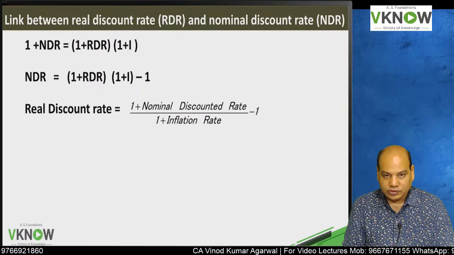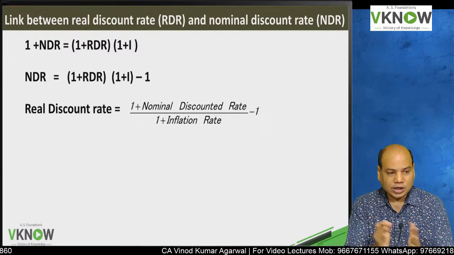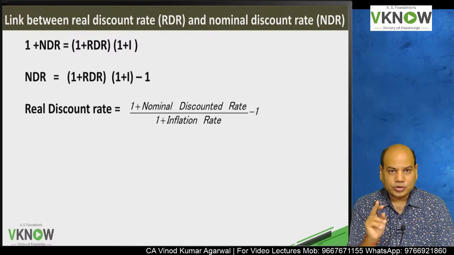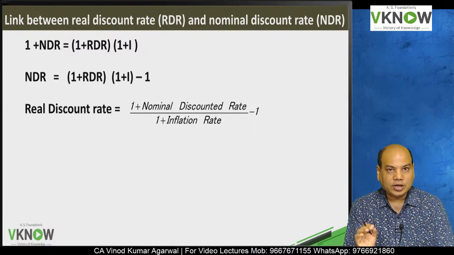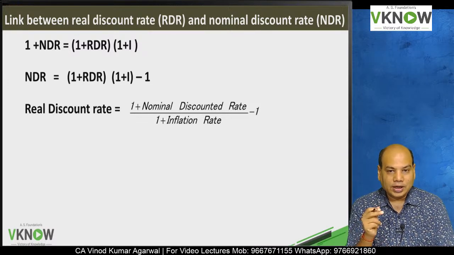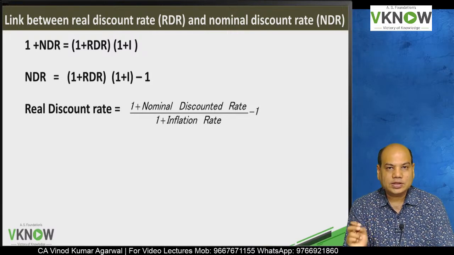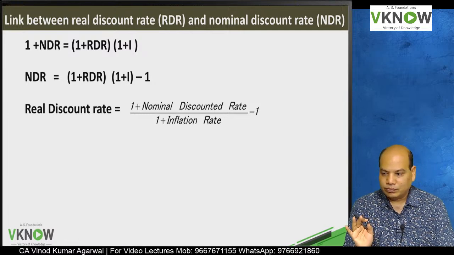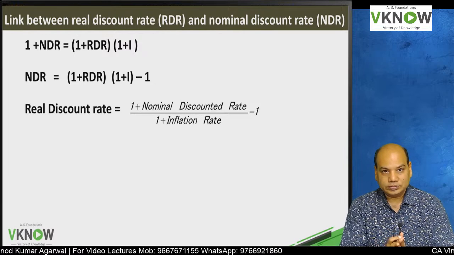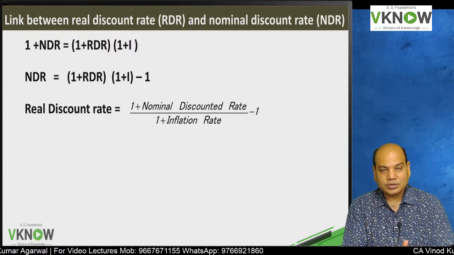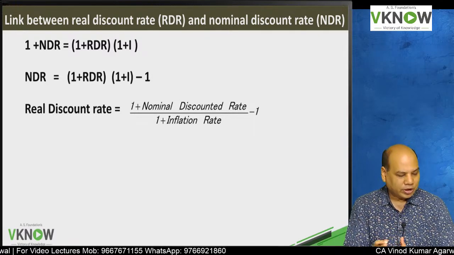So that is about the relationship between real cash flow and nominal cash flow. I will revise quickly. Nominal cash flow equal to real cash flow into 1 plus inflation rate to the power n, and real cash flow equal to nominal cash flow upon 1 plus inflation rate to the power n. Now the next concept is how to convert real discount rate into nominal discount rate, or nominal discount rate into real discount rate.